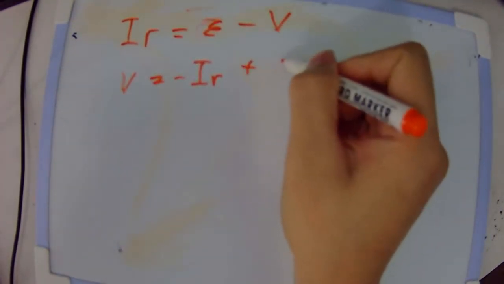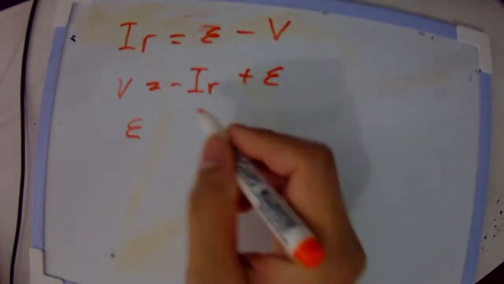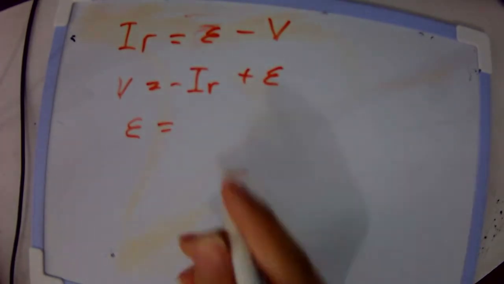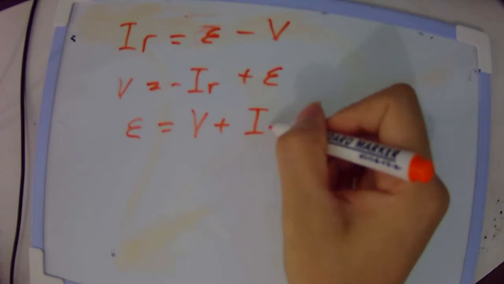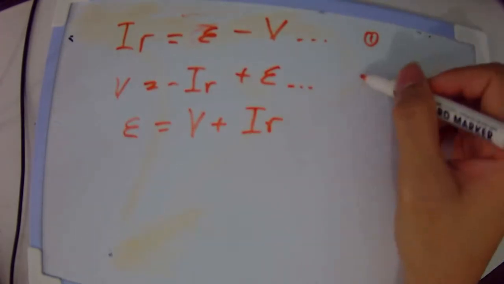So we could rearrange it to focus on finding the potential difference. So potential difference should be V equals negative Ir plus the electromotive force. We could also rearrange it so that the formula is focusing on just finding the electromotive force. So electromotive force equals V plus Ir. Okay, so this is formula number one, or this is all the same formula actually, right? If you know this one, then you know this one. It's the same one.